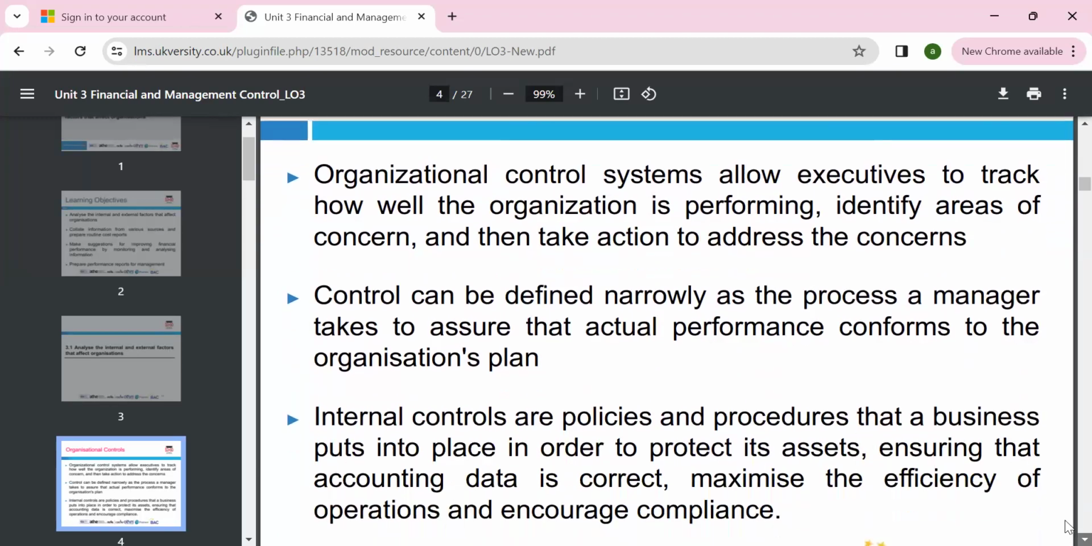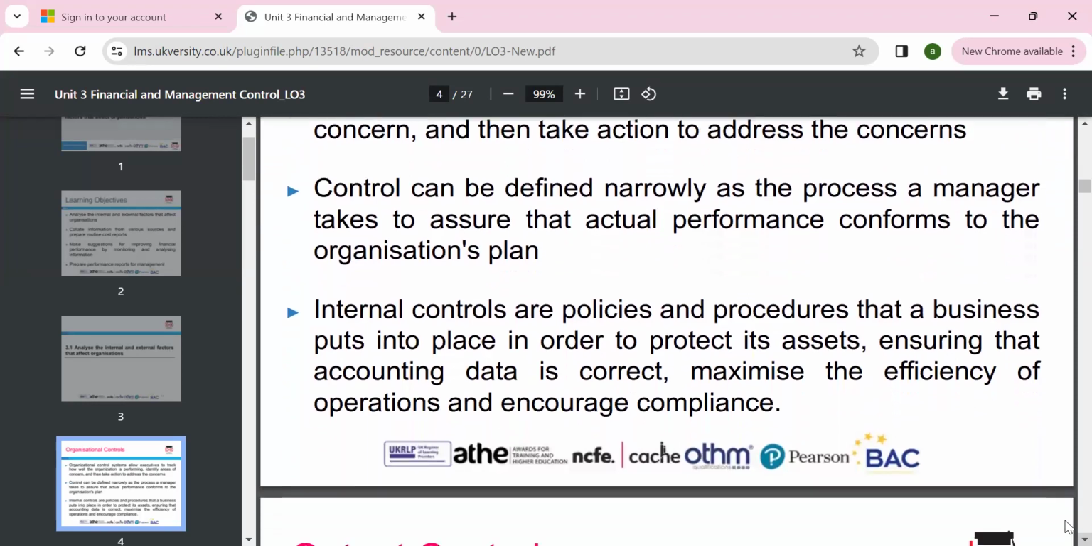Internal control is the policies and procedures that have been put into place in order to protect its assets, ensure that accounting data is correct, maximize the efficiency of operations and encourage compliance.